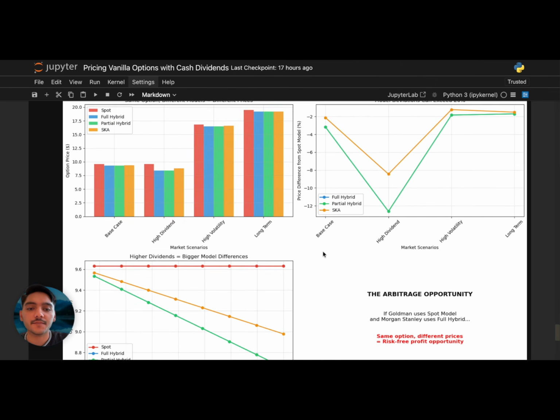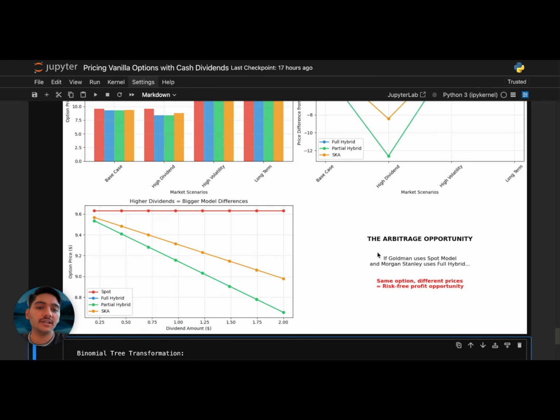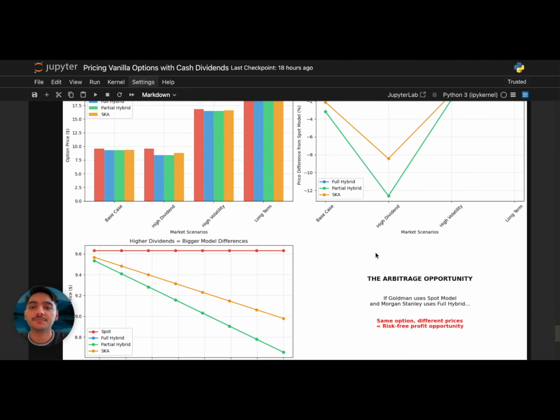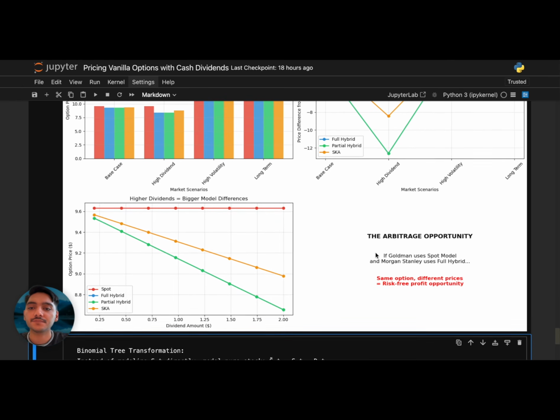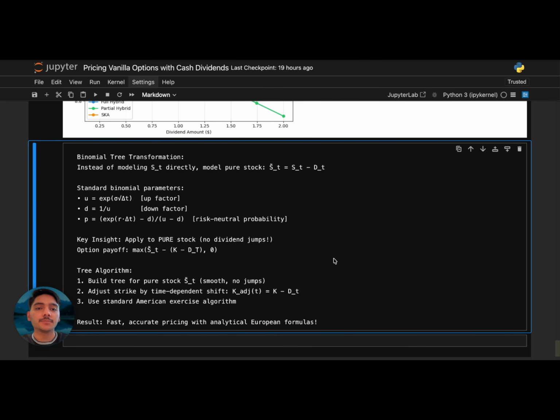You can see this. If Goldman says use the spot model and Morgan says use the SK model, the same option gets different prices. So this becomes a risk-free opportunity. This is the arbitrage opportunity. You can refer to these graphs. So let's come to the solution part.